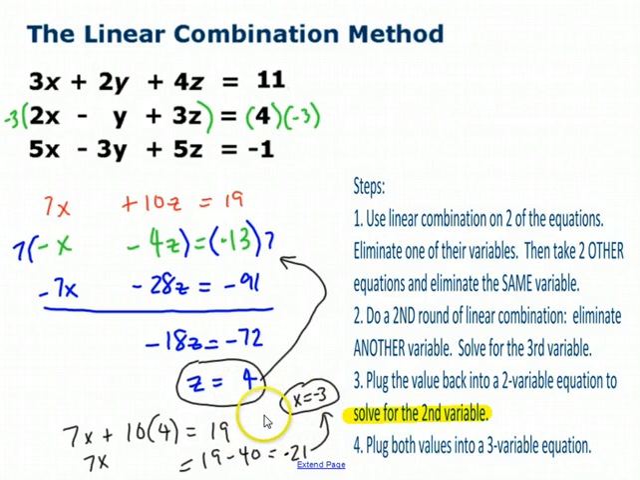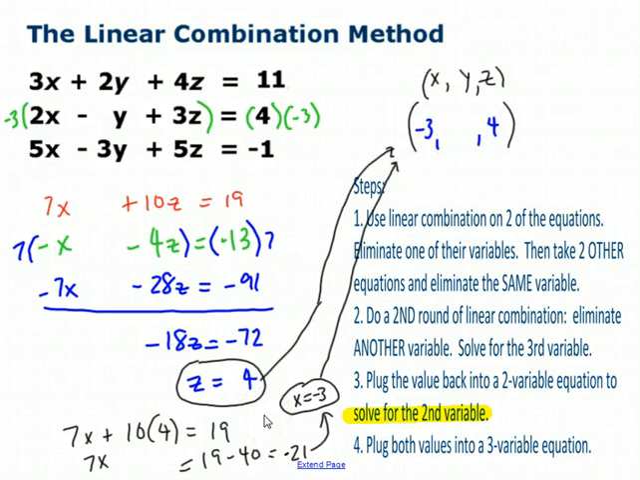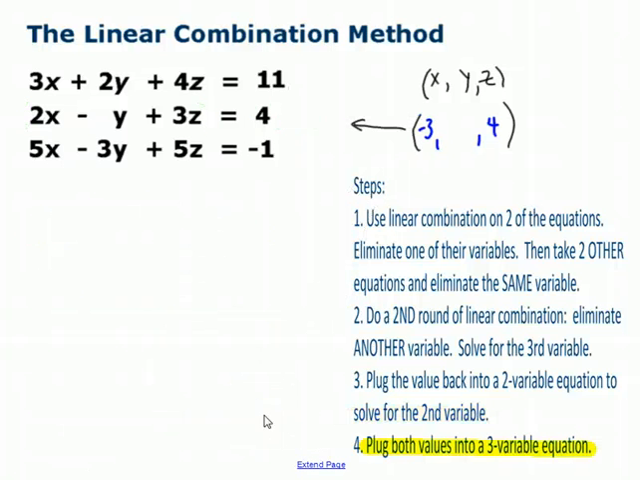Now I've got two of the three coordinates. I've got the negative 3 and the 4. All that's left to do is find the y. To find that y, all I do is plug those first two coordinates, the negative 3 and the 4, back in to any of the equations.